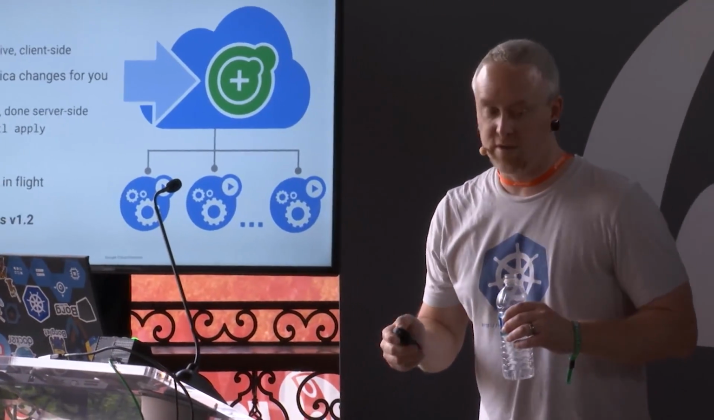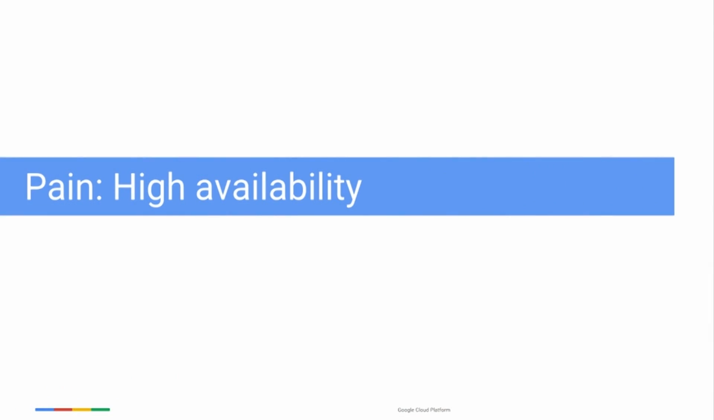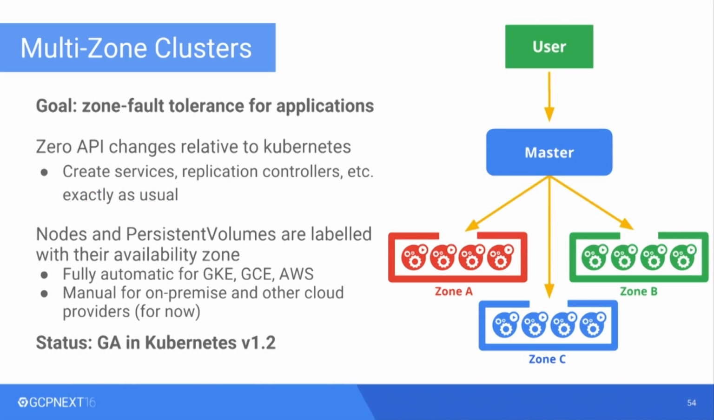So this is deployment. Next pane, high availability. Who here does not want high availability? Jesse does not want high availability.